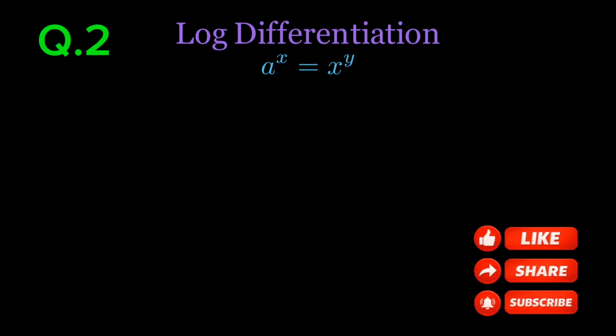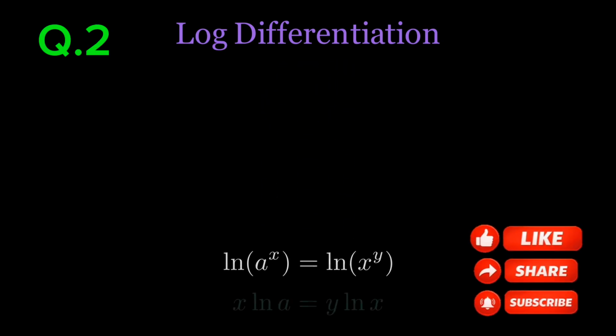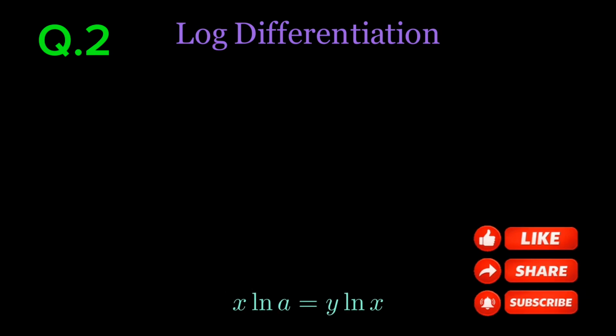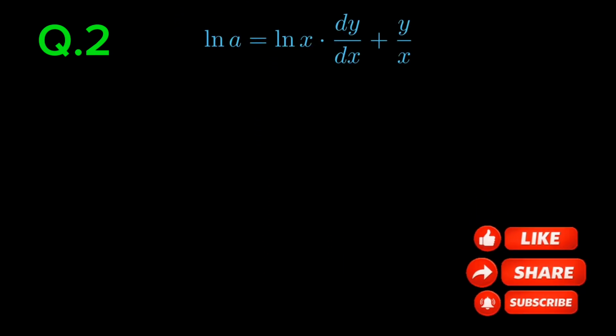We are given a raised to the power x equals x raised to the power y. First, take natural log on both sides. This becomes x ln a equals y ln x. Now differentiate both sides with respect to x.